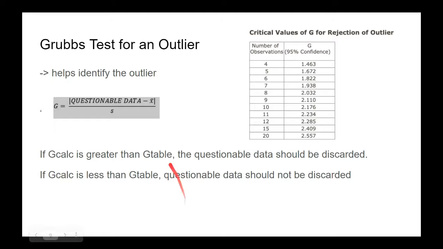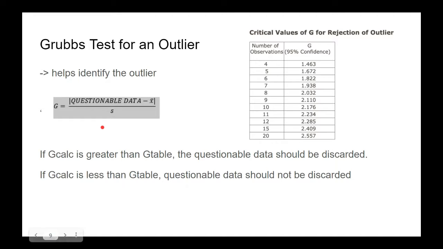So in a Grubbs test, what you're going to do is, once again, you have a questionable data. Questionable data in here is a number that you think is very suspicious, okay? If you have a number that is very suspicious, you put it in that questionable data. Then you're going to subtract that by the mean of the data that you got. Then you're going to find its absolute value. So remember, absolute value, the positive answer of when you subtract the questionable data and your mean, and then divide that by your standard deviation. So things to remember.